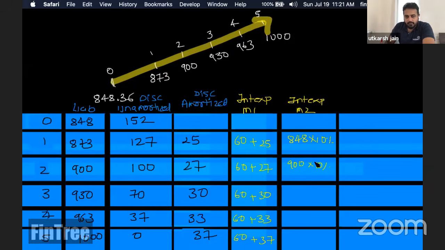Now there's a little bit of rounding off differences here, so it may not match precisely. That's because we've ignored decimals. But if you do it on an Excel file, it will match precisely. Next year, I should have taken 873 here. 873, that's my opening liability. 900 into 10%, 930 into 10%, and final year 963 into 10%.